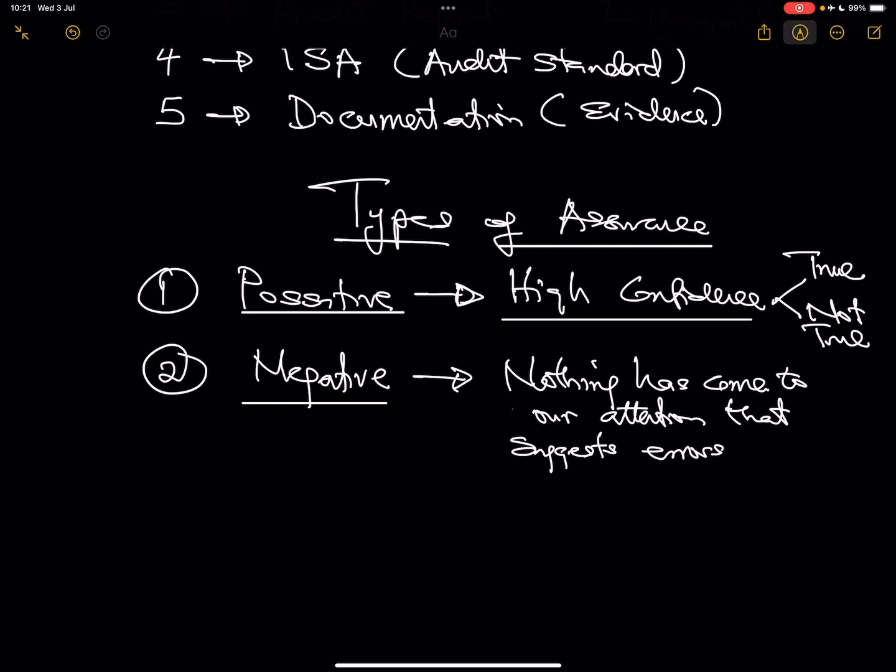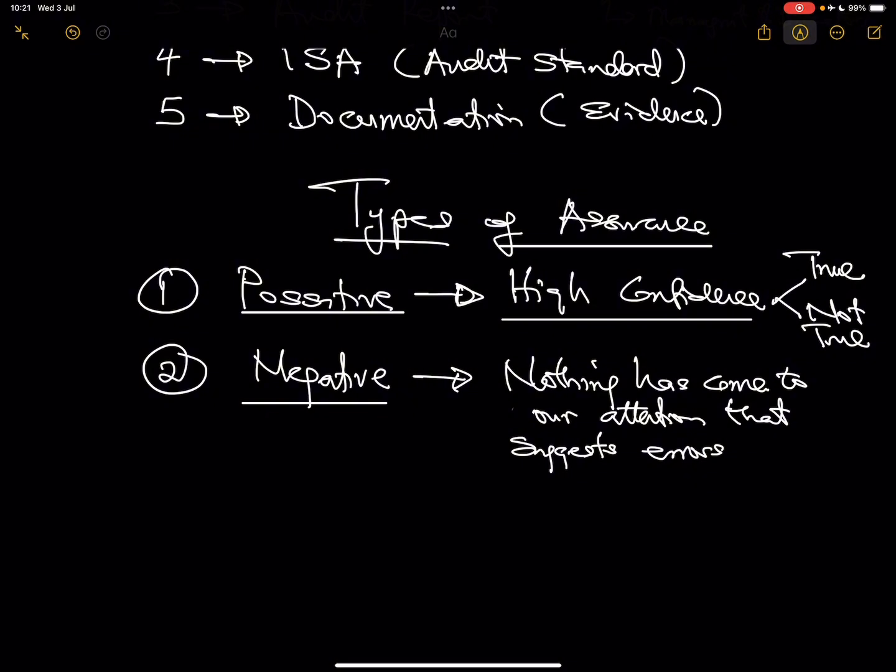When you say, I have not seen anybody. But when you say, I've gone into the room and I've checked all the rooms, I can say there's nobody in the room, you are giving a more convincing answer. That's a positive assurance. But when you say, I've not seen anybody in the room, you are giving a negative assurance. Because I've not seen anybody in the room doesn't mean that there's nobody in the room. It's just that you're saying, I have not seen. So nothing has come to our attention that suggests error.